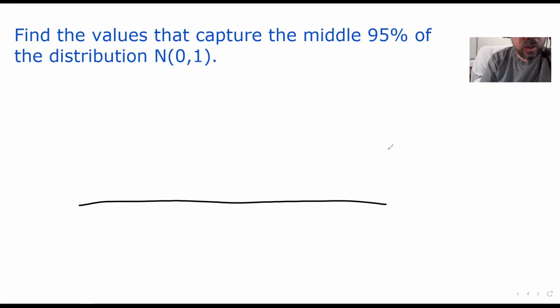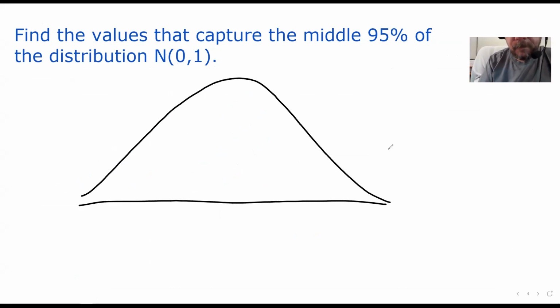So this is N(0, 1), with mean 0. And I want to capture the middle 95% of the data. So something like this. And so I've got 0.95 in the middle here. Let's go ahead and shade that blue.